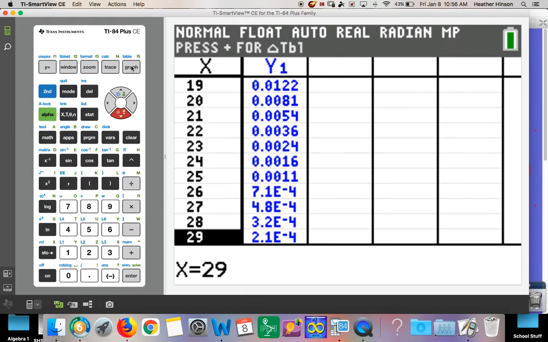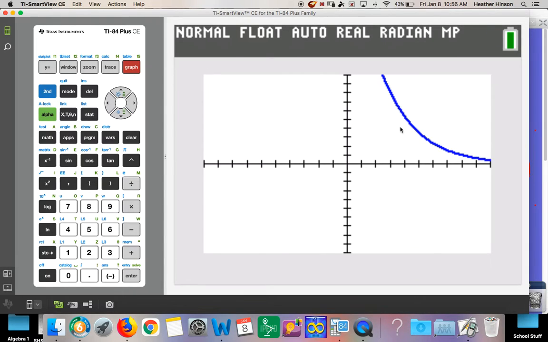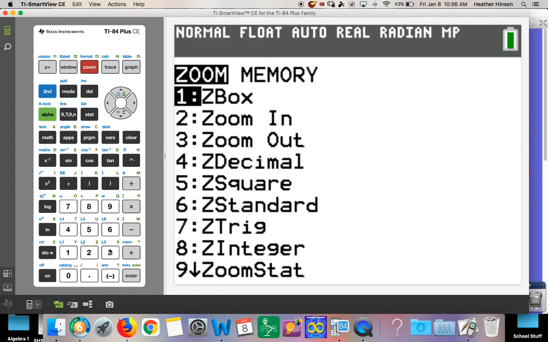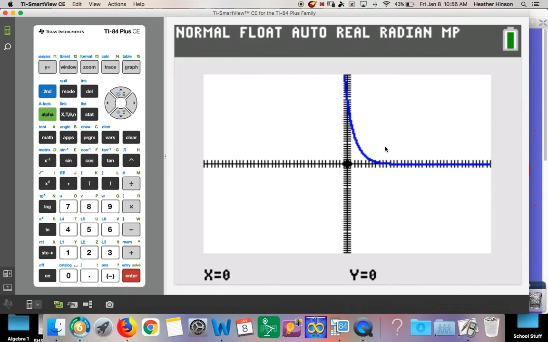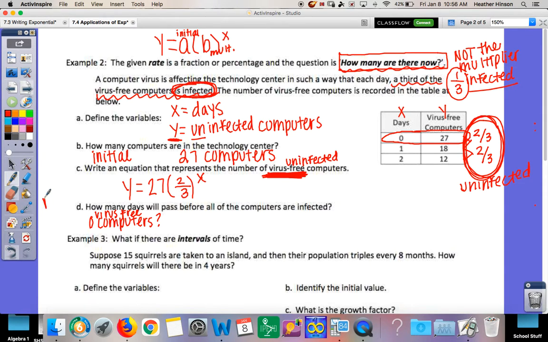The thing about exponential equations, I'll zoom this out just a little bit. When you're looking at the graph, it's going to get closer and closer and closer to 0, but it has that asymptote right here. If you remember from last week, that asymptote means it's going to get closer to this line, but it's never actually going to hit it or cross it, which means this is never going to hit 0. So how do we answer this question?